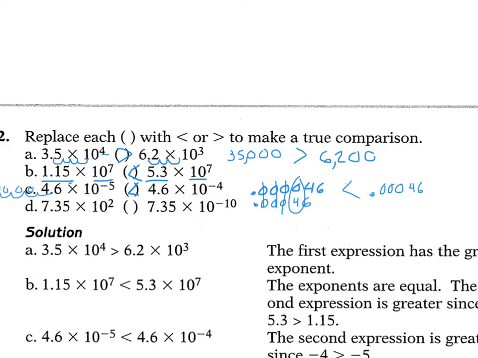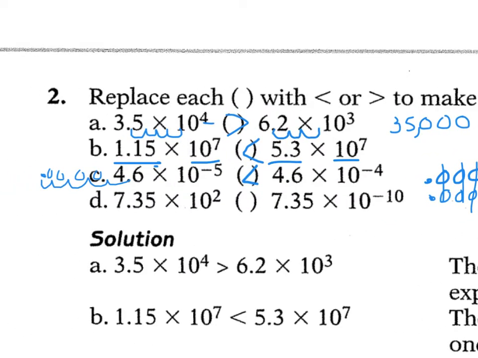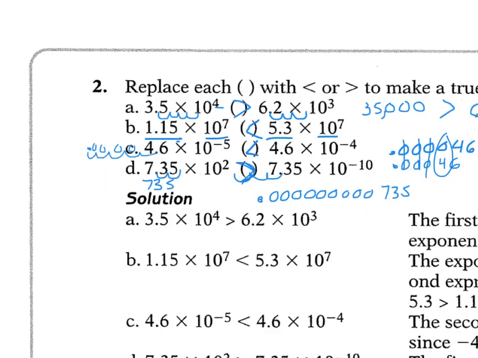Next, we have D, which we know that moving this 2 decimal places makes this 735. Moving this 10 decimal places to the left would make this 0.000 with 9 zeros. So obviously 735 is greater than a really small decimal.